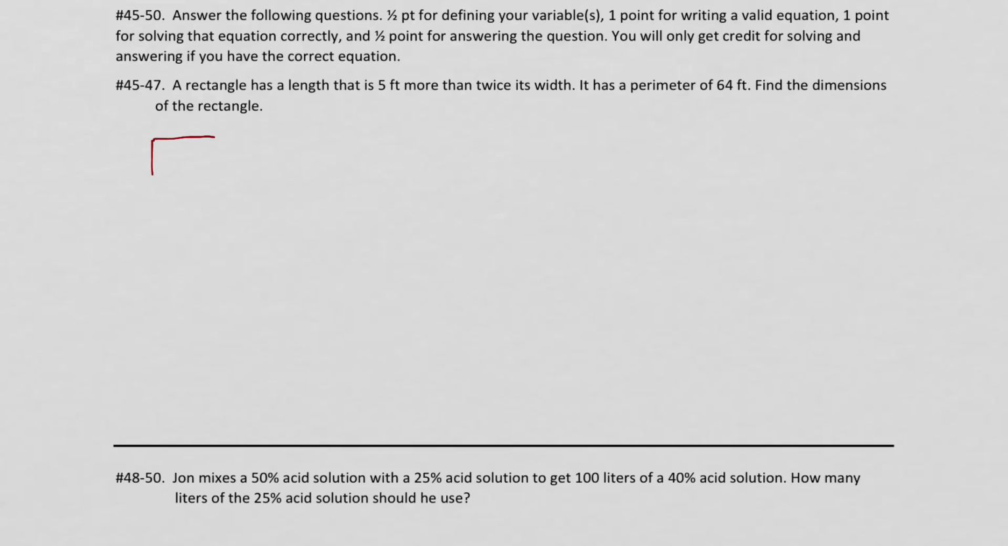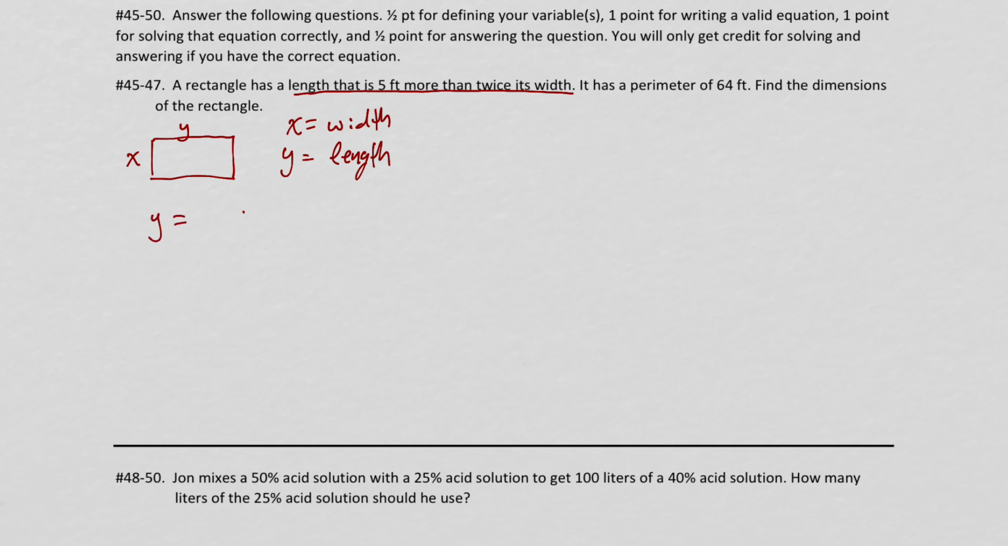Here we have a rectangle, so I'm going to do this, and I'll say this is my width and length. So x equals the width, and y equals the length. Now, the length is 5 feet more than twice the width. So the length, which is y, is 5 feet more than twice the width. The perimeter is 64. That means the perimeter is twice the sum of these two sides. Because the sum of this is halfway around, we've got to do 2 times that because we've got to go the other side too.